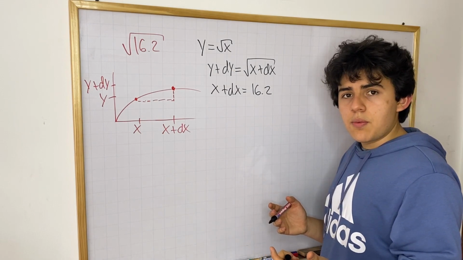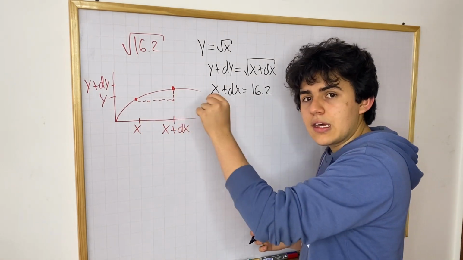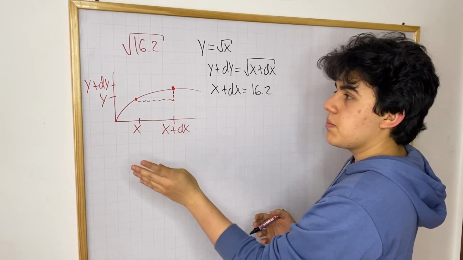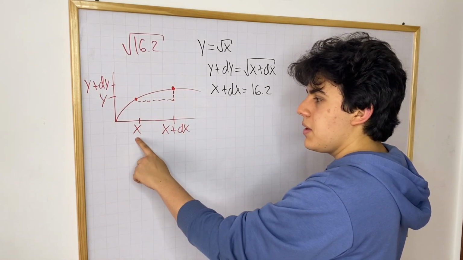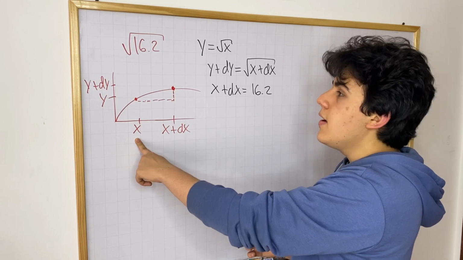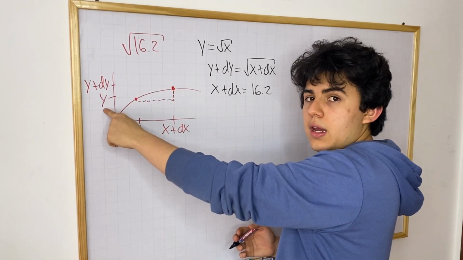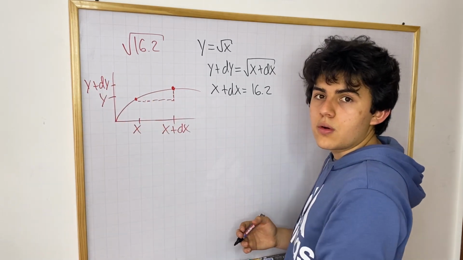If we're using a linear approximation, we need a base point that we will use to approximate another point. In this case, the base point that we're going to use is x equals 16, because 16 gives us a very exact value for y. We know the square root of 16 is 4.